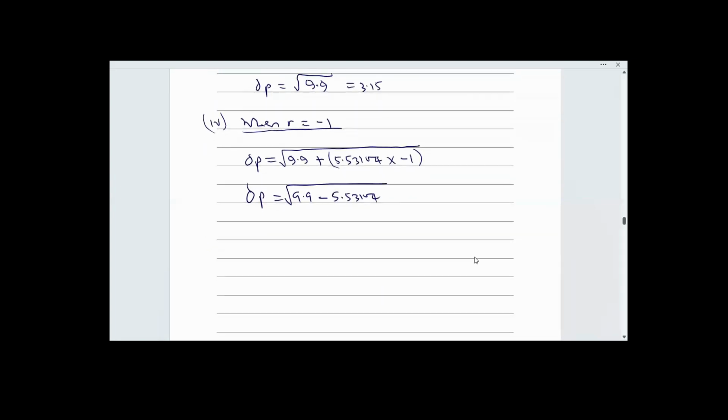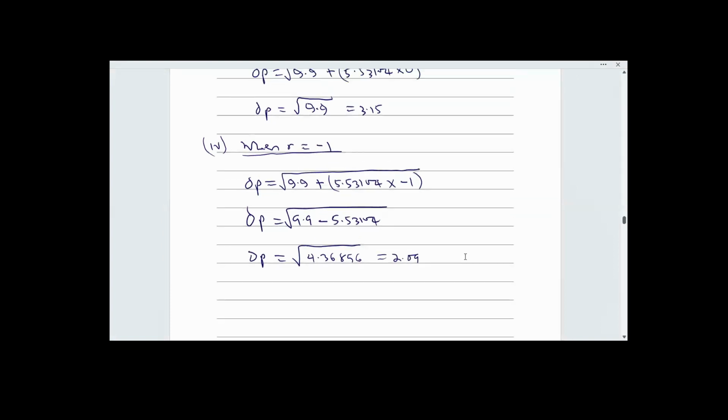So the risk will be equal to square root of 9.9 minus 5.53104, which equals 4.36896. The square root of that is 2.09. 2.09 is the risk of the portfolio.